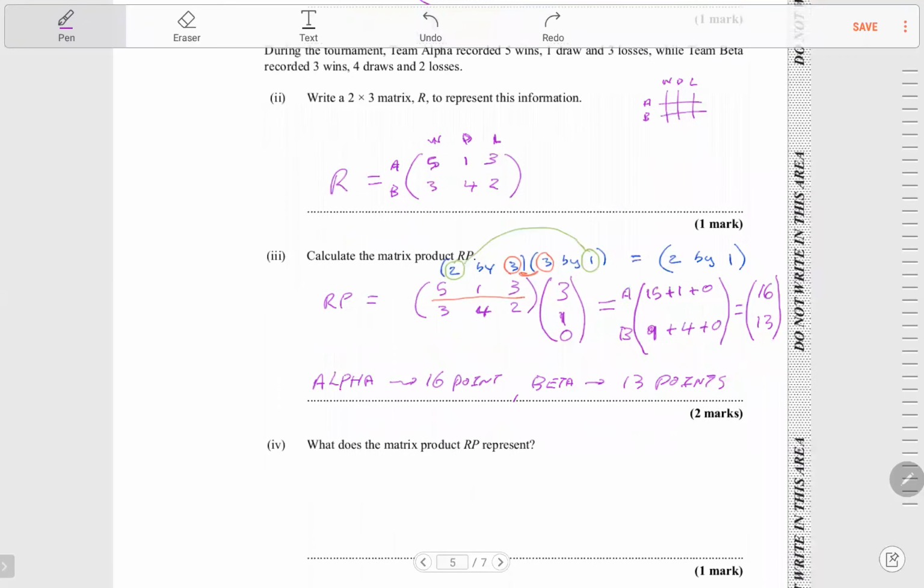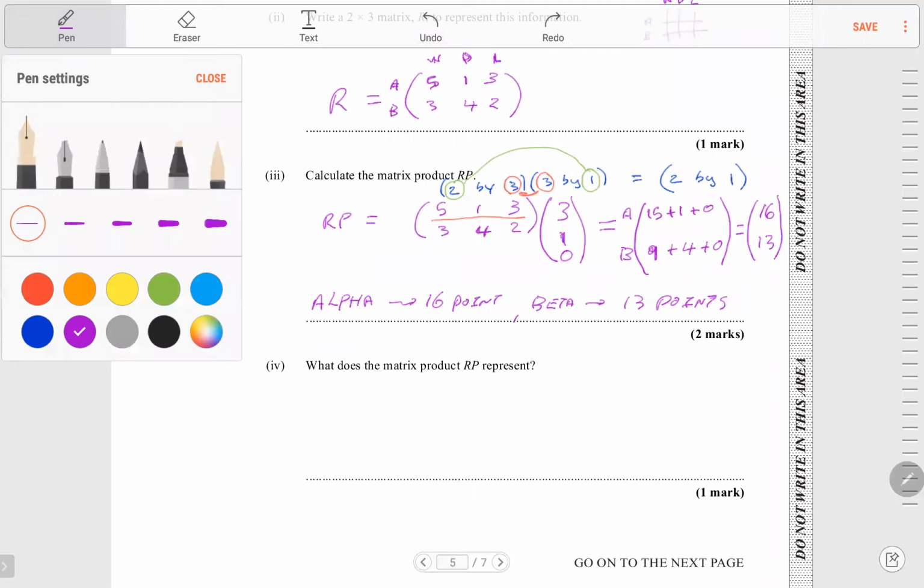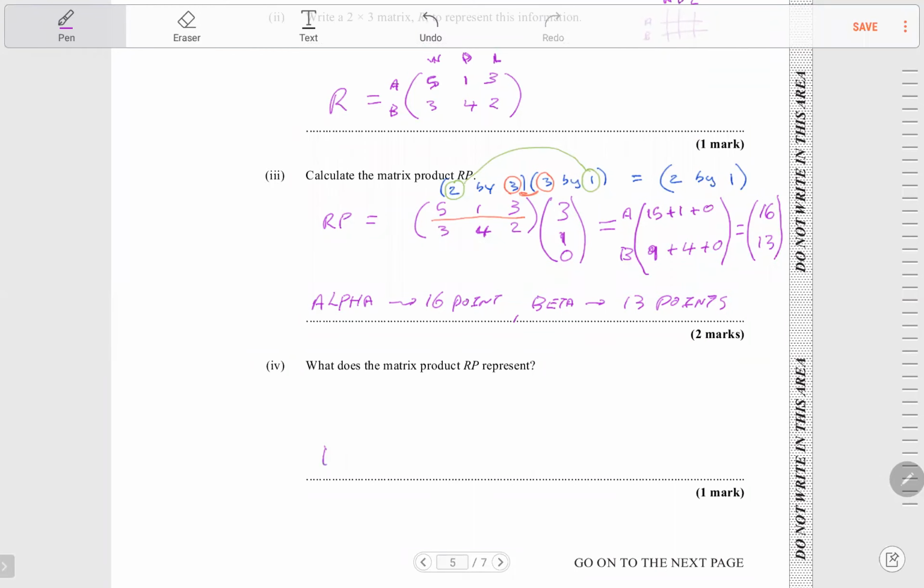The next part now says, what does the product PR represent? It basically represents the points that the teams got. It represents the points obtained by the teams, or the points scored, or the points total for the teams. That's what it represents. Points total for the teams. That's what it is. All right. Good. Next part.